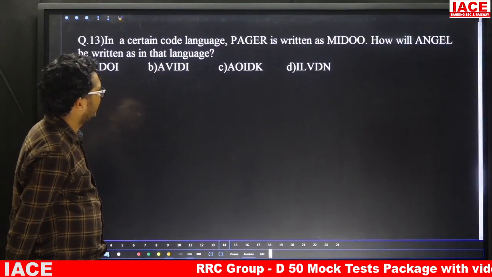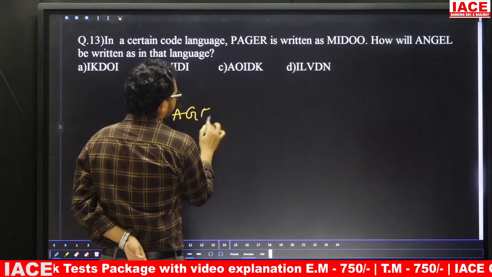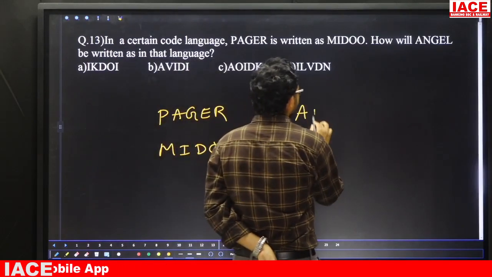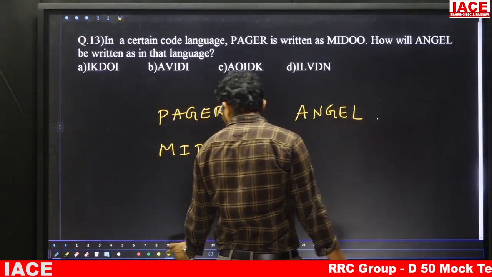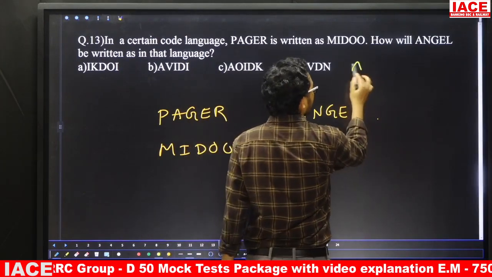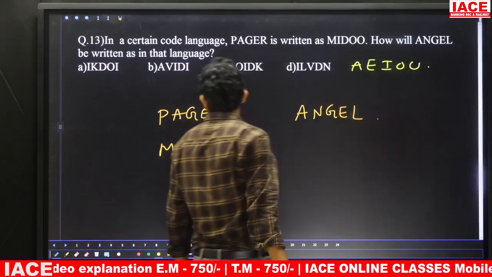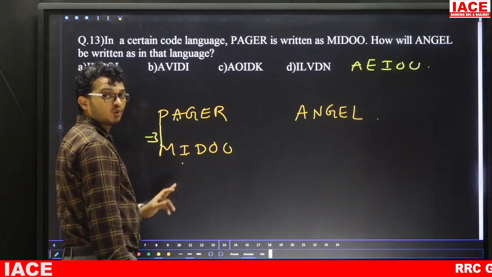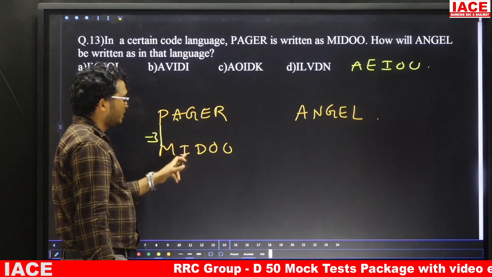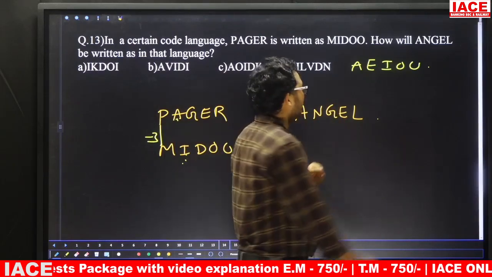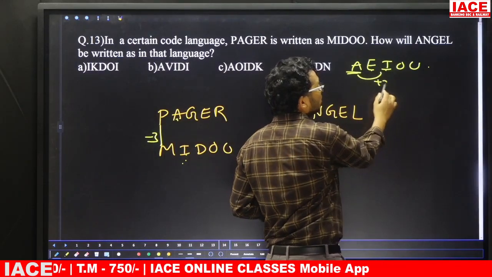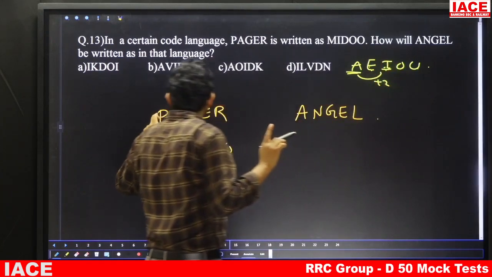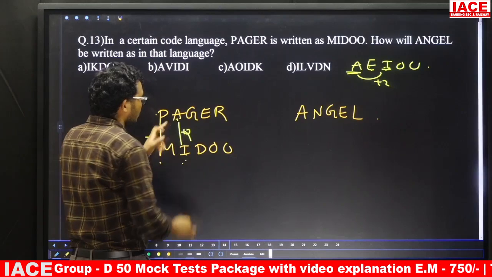Question number 13. In a certain code language, PAGER is written as MIDOO, then how is ANGEL written? Friends, for this type of question, in general, how many vowels do we have? 5 vowels, AEIOU. Take care: P and M, the logic is minus 3. A and I: here A is a vowel and I is a vowel. From A, how do we get I? We have 5 vowels, AEIOU. A plus 2 is I, counting only vowels. Now E plus 2 is O. I plus 2 is U. If it is a consonant, minus 3. If it is a vowel, plus 2, counting only vowels.